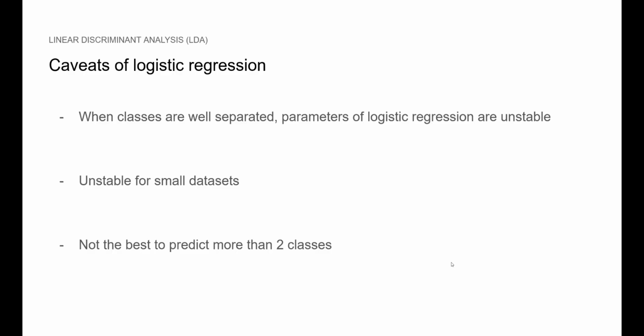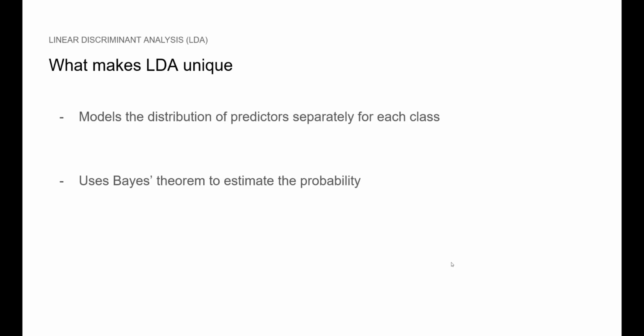We want to learn about LDA because logistic regression has some caveats. When classes are well separated, the parameter estimates are unstable. They also tend to be unstable when the dataset is small. And finally, logistic regression can only be used for binary classification. With LDA, you can overcome these issues because it models the distribution of predictors for each class, so you can have more than two target classes. And it does so using Bayes' theorem.